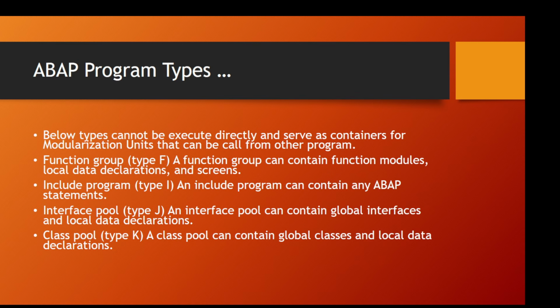Last but not least, it is called class pool. It has type K. A class pool can contain global classes and local data declarations. Similarly, if we are doing a complex project, we will use the class pool for improving the performance of the application. We must use global classes and local data declarations. So let's move on.